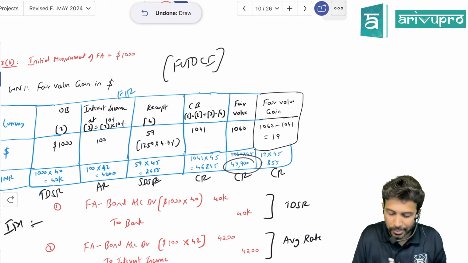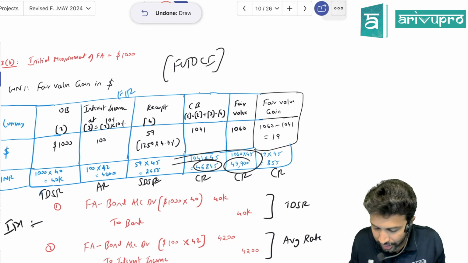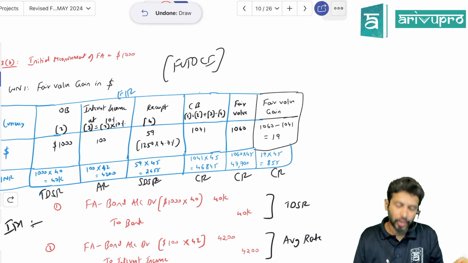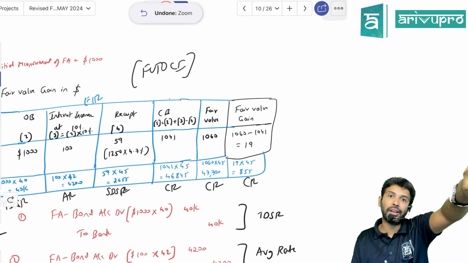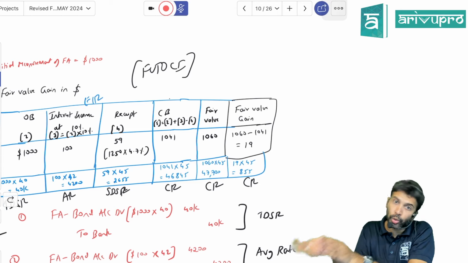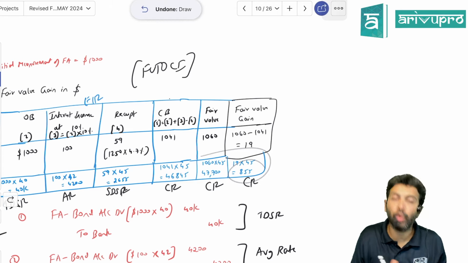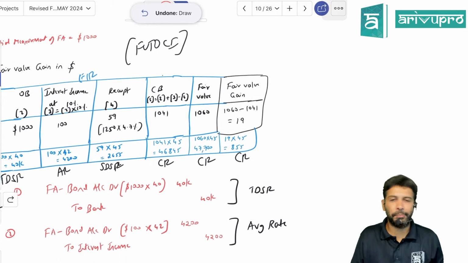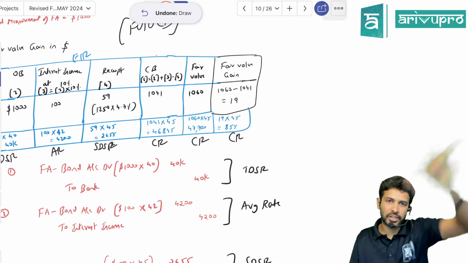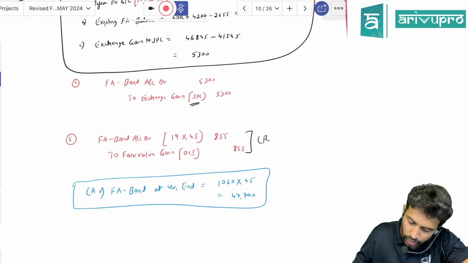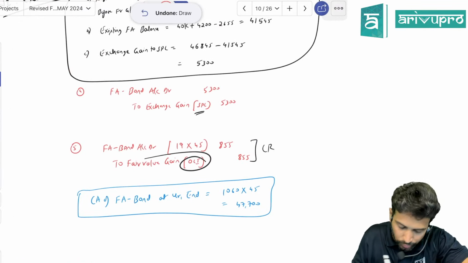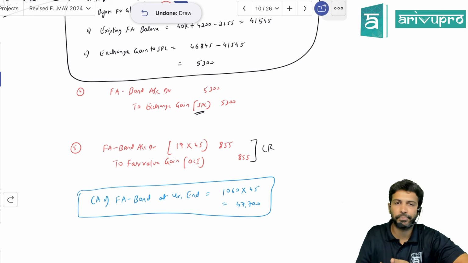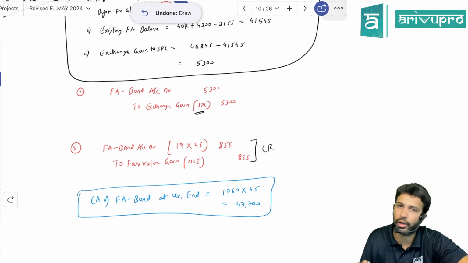Currently, the financial asset balance is 46,845. From that, you have to increase it to 47,700. So this is what, sir? This is a fair value gain or loss. And since we are following the FVTOCI method, this fair value gain or loss will go to OCI. How much is that? 855. So you have to increase the value of investment. So the journal entry will be financial asset bond account debit to fair value gain, which goes to OCI, which is 855. Okay, we have already done the table working, so no need to show it here.